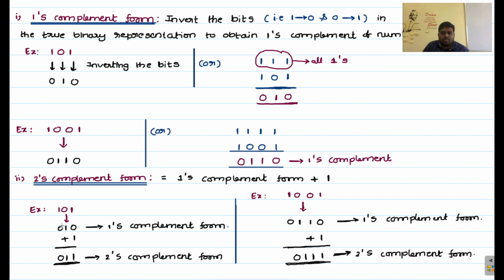So this is about the 1's complement form method and the 2's complement form method. That means if you take any binary number, this is the method to find the 1's complement form and 2's complement form.